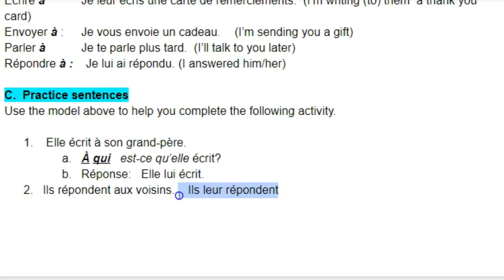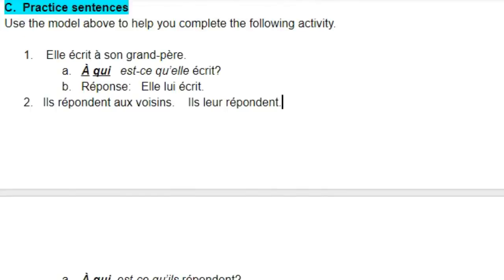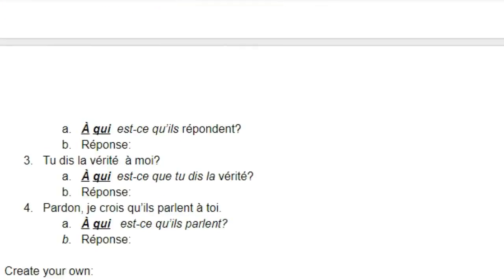Pause the video and look back at the video when you have your answer recorded and you're ready to check. Did you get this as your answer? Ils répondent aux voisins. They're answering the neighbors. They're answering them. Leur replaces to them. If you got it, great, you're on the right track. If not, think about where you went wrong and consider reviewing this video or the prior video on object pronouns, direct.